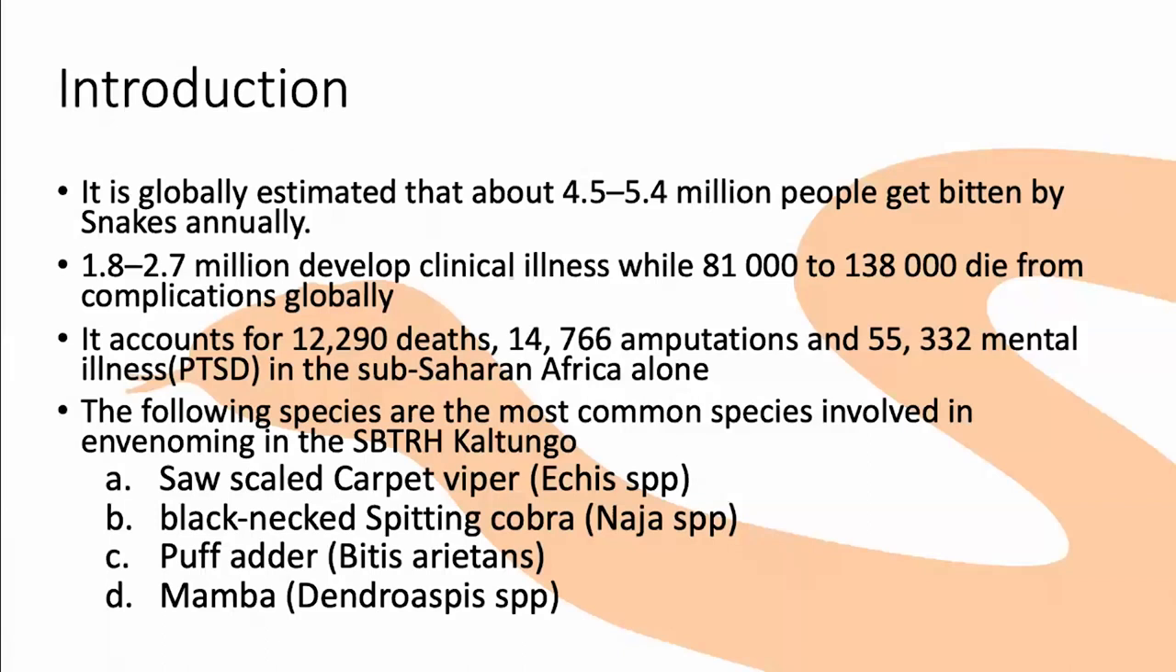The following species are the most common species involved in envenoming in this part of the country. We have the saw-scaled carpet viper, which contributes about 90 to 95% of our cases. We also have the black-necked spitting cobra. We have the boomslang, we have the mamba. Next slide.